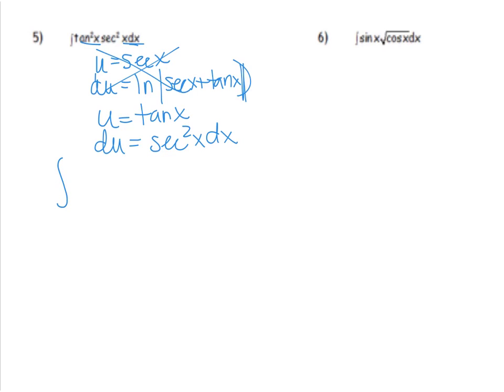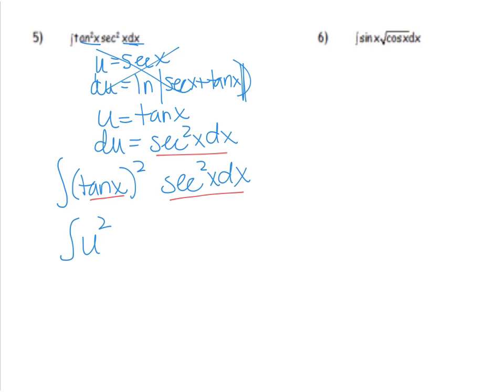And if we rewrite this, we can see right away that those two things are the same. And so we know we found our u. So we know that u, this tangent x is u, so we're going to rewrite it as u squared du, which will be u to the third over 3.